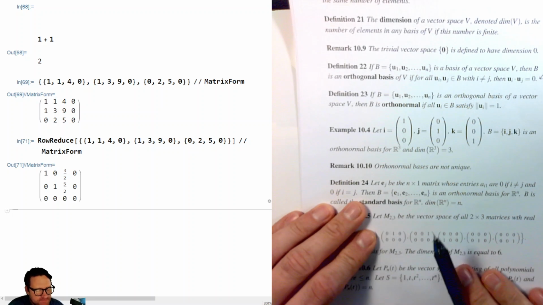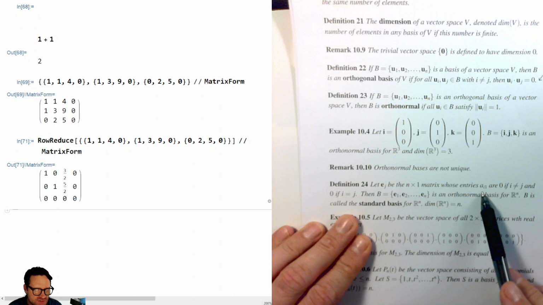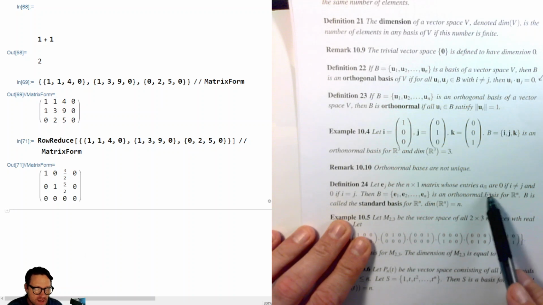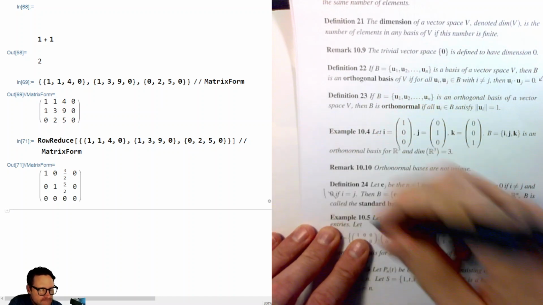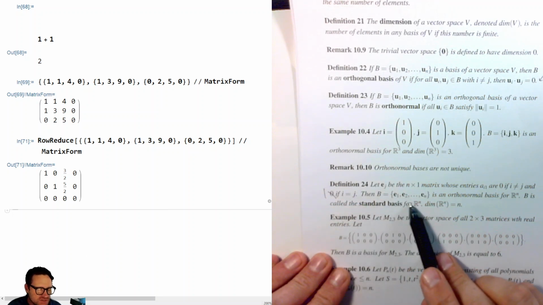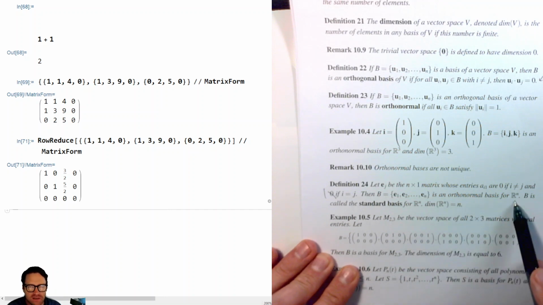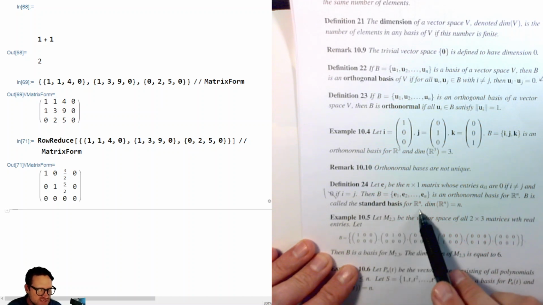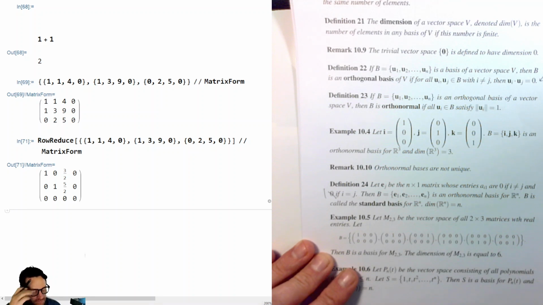For 3-space, let E_j be the n by 1 matrix whose entries are 0 if i is not equal to j, and 1 if i is equal to j. Then B equals {E1, E2, ..., En} is an orthonormal basis for Rn, in other words, n-space. B is called the standard basis for Rn, and the dimension of it is n.